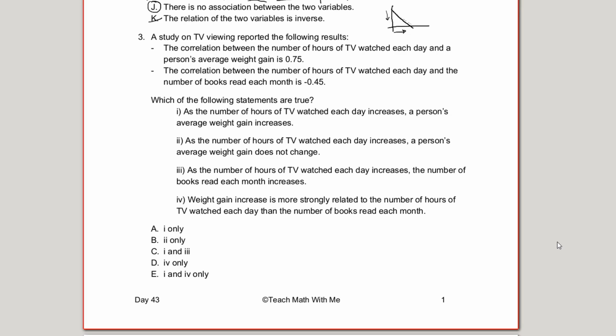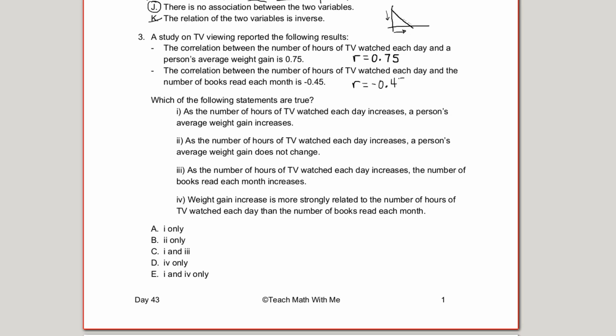Taking a look at number 3, it says a study on TV viewing reported the following results. The correlation between the number of hours of TV watched each day and a person's average weight gain is 0.75. So we have an R of 0.75. That is a positive correlation that we're looking at. These are just some items that I'm noting as I'm reading the question. Then it says the correlation between the number of hours of TV watched each day and the number of books read each month is negative 0.45.